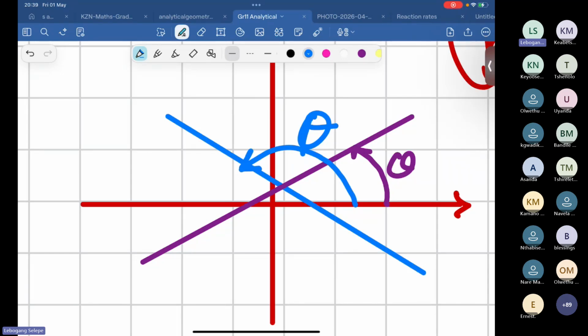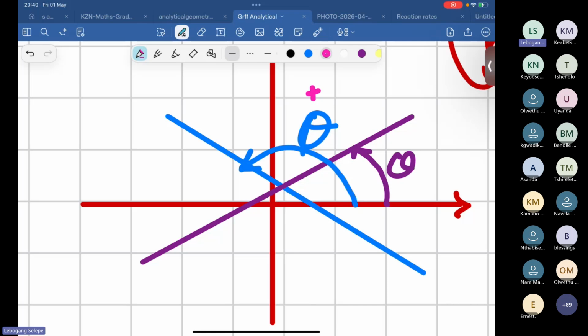You are drawing your lines, your angle of inclination from the positive x-axis to the line segment itself in an anti-clockwise direction. The reason why this is important for me to mention is because from trigonometry, what you were taught was that when I have an angle in an anti-clockwise direction, that is a positive angle. Do you guys still remember that? That if I was to draw an angle in an anti-clockwise direction, that angle is said to be a positive angle.